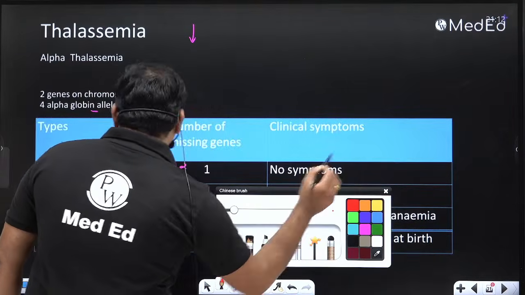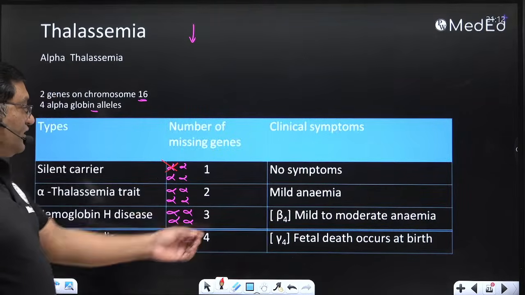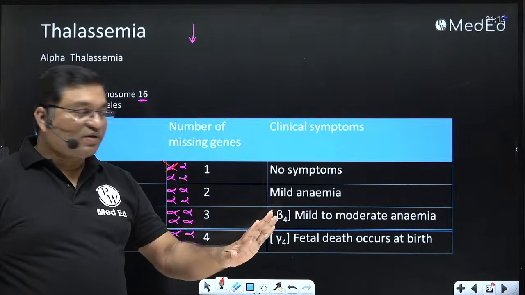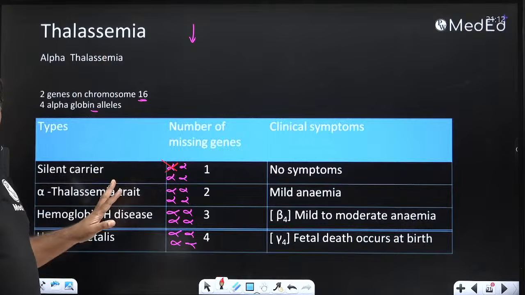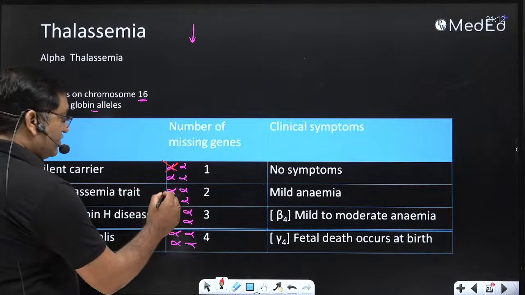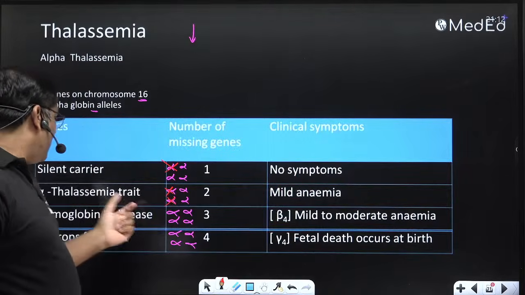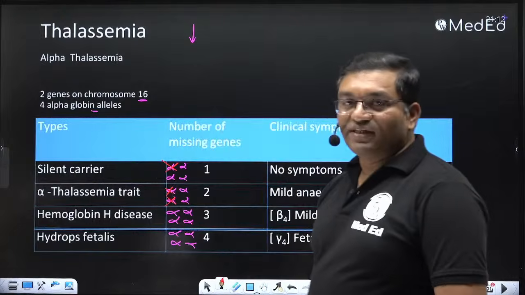Now, when one gene is missing, there are no symptoms. The other three will compensate. It is known as the silent carrier of alpha thalassemia. When two genes are missing, there is mild anemia. That is known as alpha thalassemia trait.